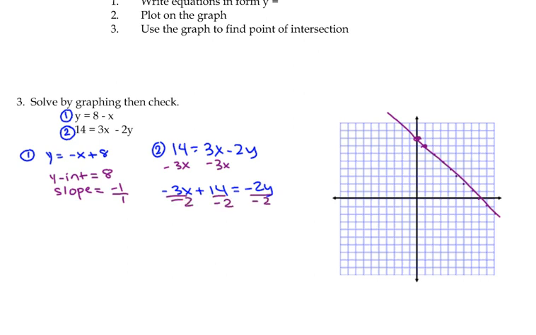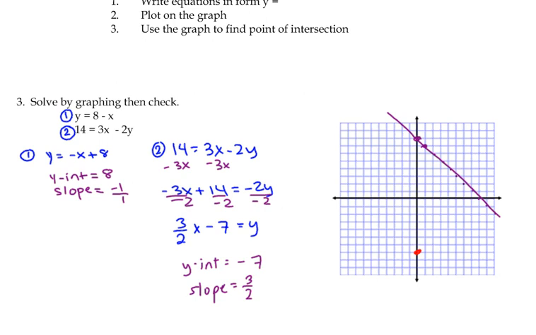What happens when we divide negative 3 by negative 2? Positive 3 over 2 x. What is 14 divided by negative 2? Negative 7. So y equals that. In this case, what's my y-intercept? The constant is negative 7. My slope is 3 over 2. So first we plot the y-intercept of negative 7.